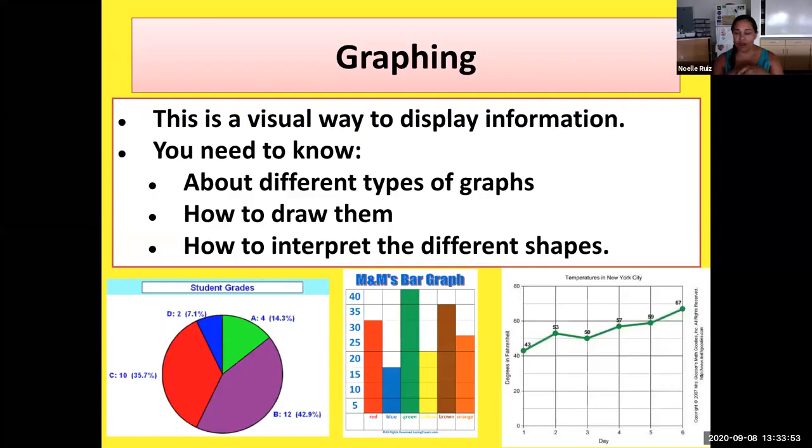The middle one is about M&Ms. So tell me, on that bar graph in the middle about M&Ms, approximately how many people like green M&Ms? Yep. Good, Davian. How many people like blue M&Ms?